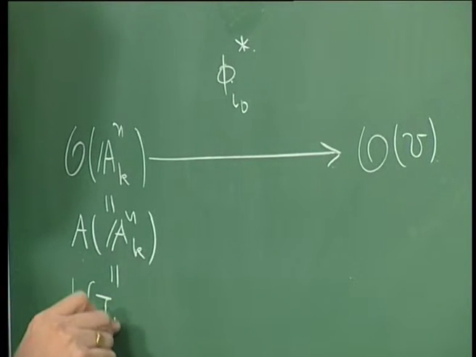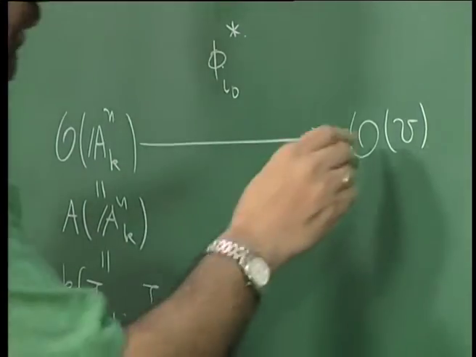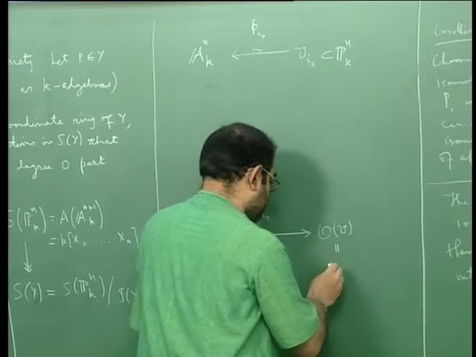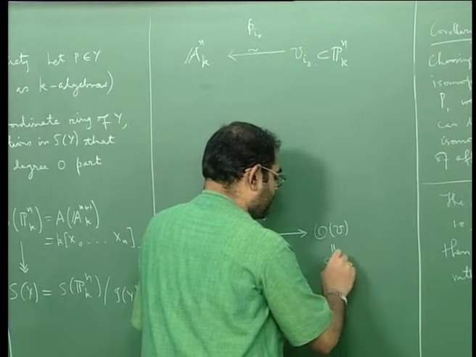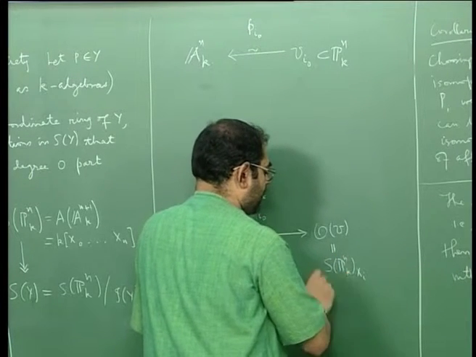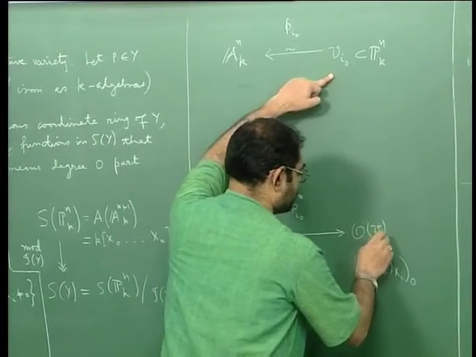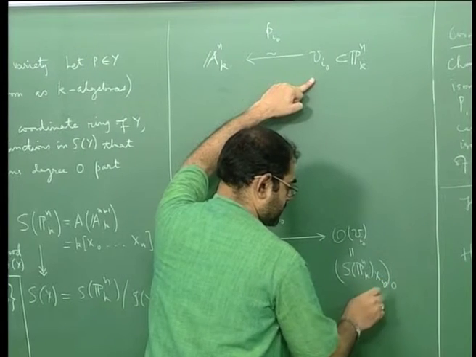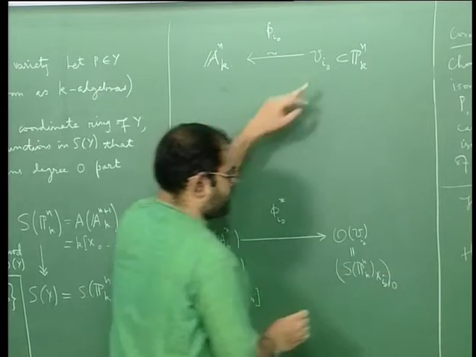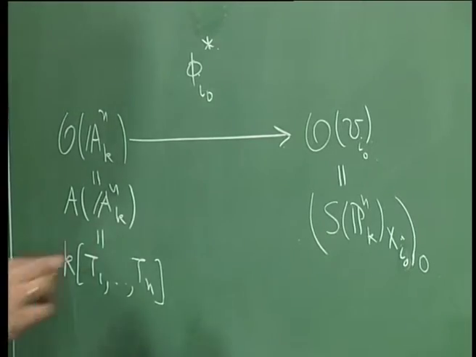and that is identified with k[t1, ..., tn], these are the coordinates on A^n, okay. And O(U_i0), as we showed in a lecture before the last lecture, is just the coordinate ring of P^n localized at x_i0, and then you take the degree 0 part. So here also I have to put i0. Okay, so this is something that we have seen, and we have also seen what this map is.